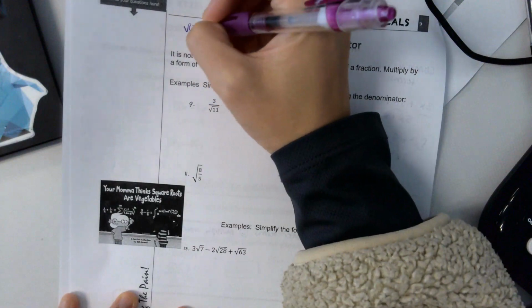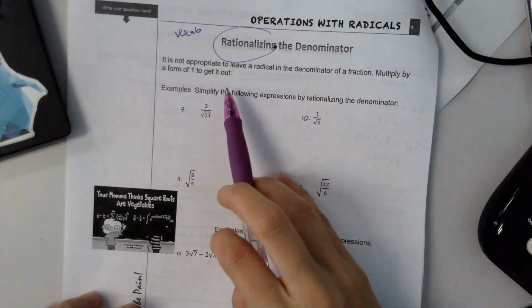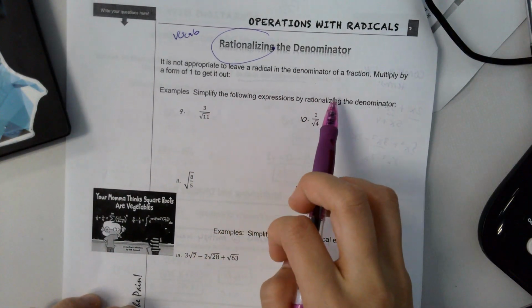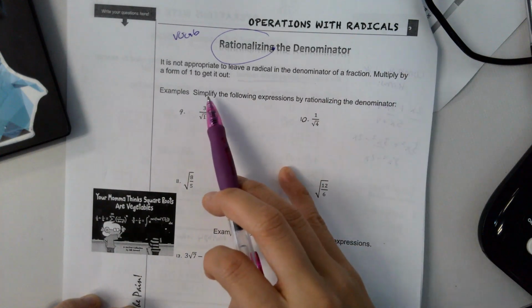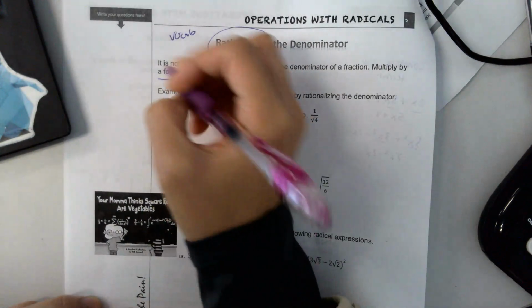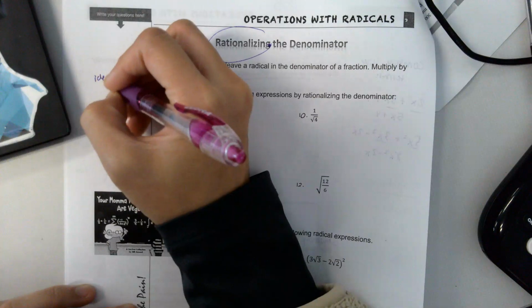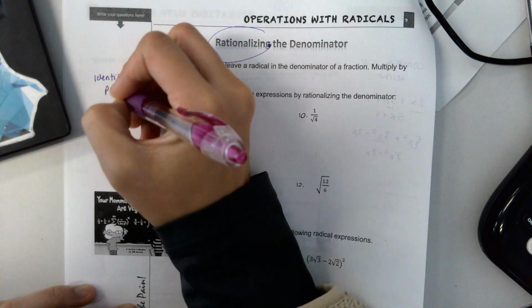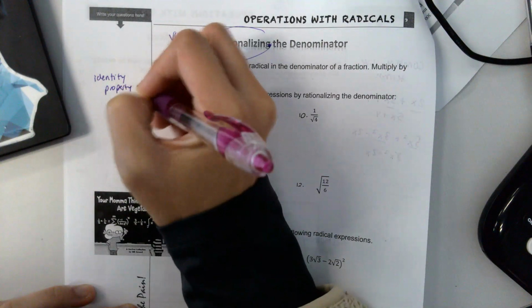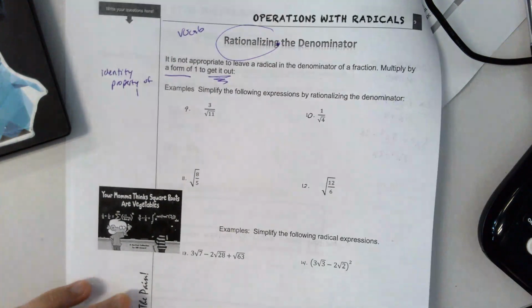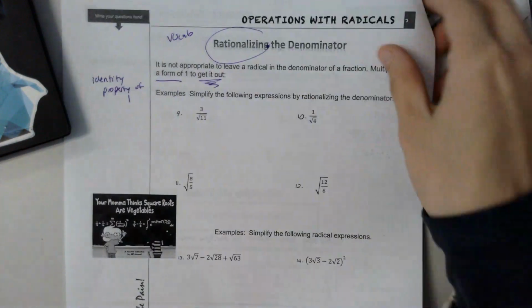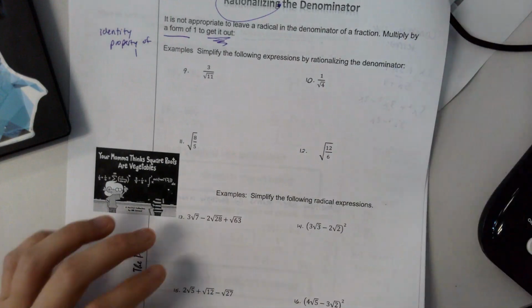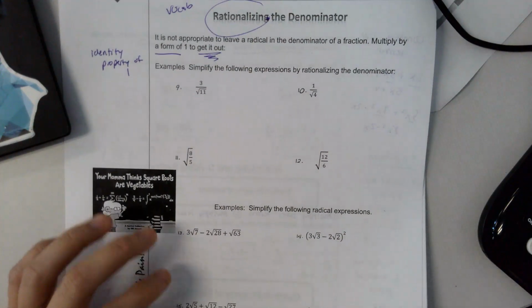Okay. Rationalizing the denominator. This is a vocab term, right? It is not appropriate to leave a radical in the denominator of a fraction. Multiply by a form of 1 to get it out, right? This is the identity property. Get it out. Okay. Simplify the following expressions by rationalizing the denominator. This is best seen through examples, so let's just do an example.